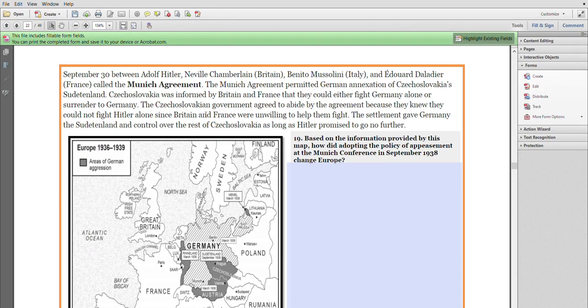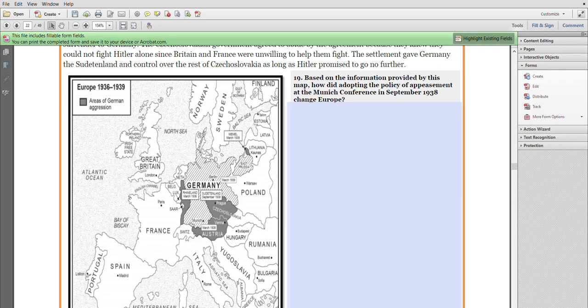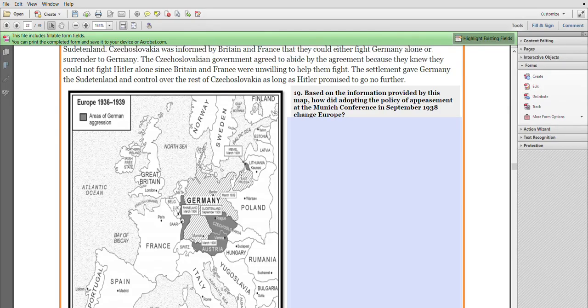The Czechoslovakian government agreed to abide by the agreement because they knew they could not fight Hitler alone, since Britain and France were unwilling to help them fight. The settlement gave Germany the Sudetenland and control over the rest of Czechoslovakia, as long as Hitler promised to go no further. Here's a map showing Germany's acquired lands based on appeasement.